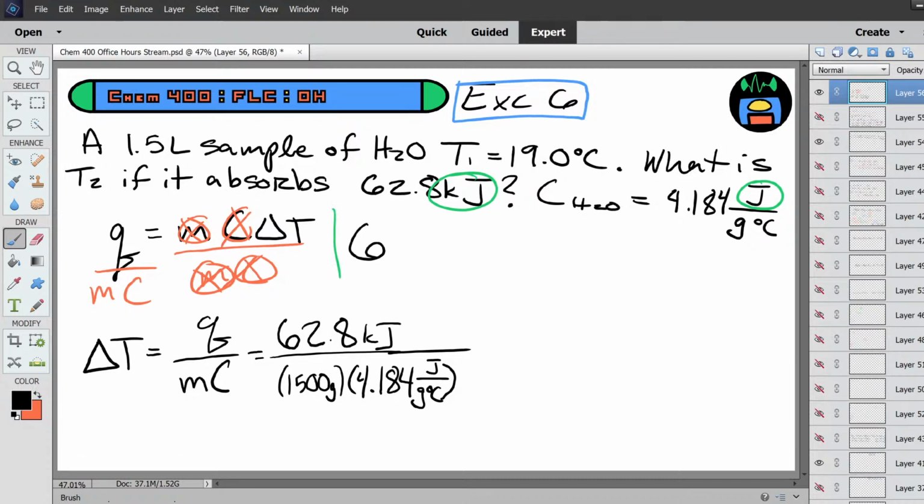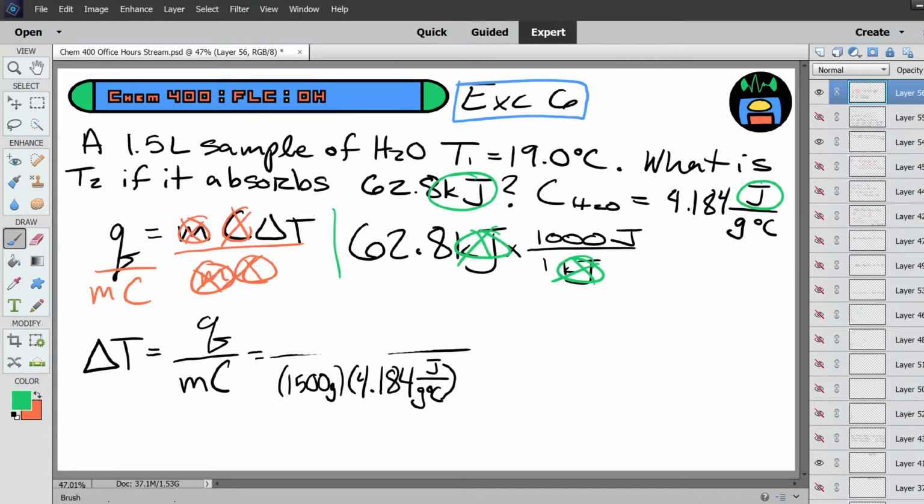So let's convert 62.8 kilojoules to joules. 1 kilojoule is 1,000 joules. So our energy in units of joules will be 62,800 joules. And now we're set up for all of our units to cancel. Joules cancel joules, grams cancel grams, and we can crunch our numbers.